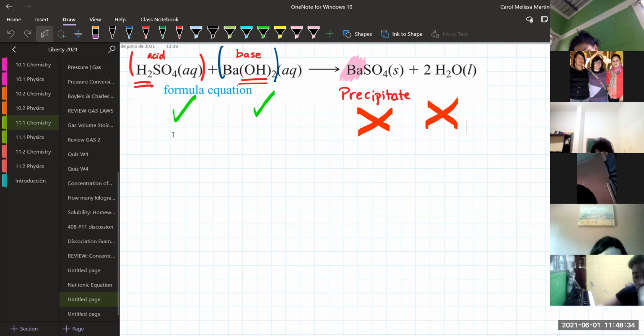Remember to write the coefficient of each ion. Okay? So, sulfuric acid is an acid that is made of two hydrogen ions and one sulfate ion. Okay?